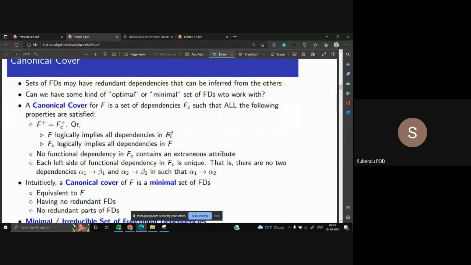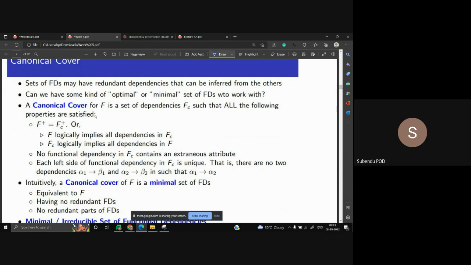What is a canonical cover? A canonical cover, or irreducible set of functional dependency FD, is a simplified set of FD that has the same closure as the original set of FD.